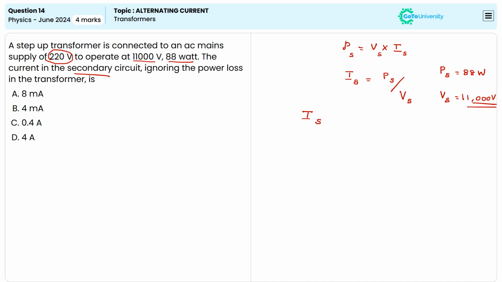So the current in a secondary coil will be equal to 88 divided by 11,000 volt. When we are simplifying this, we will get 8 milliamps as an answer. So the correct answer for this question is option A here.